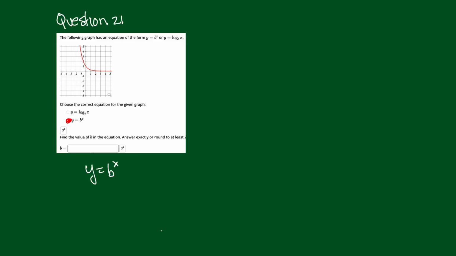Now I know x is the horizontal axis. If I put in 0, then this result is a 1. So let me put those numbers in here. So 1 is equal to b to the 0. Now, follow this over as best you can.